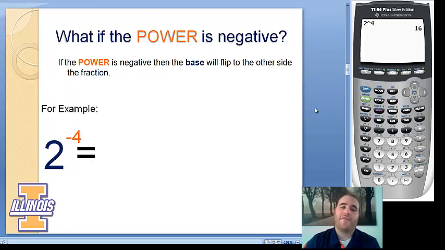For example, we have the exponent 2 to the negative 4th power. In this case, the power is negative. Well, if the power is negative, then we have to flip the base to the other side of a fraction. But you're probably saying, this isn't a fraction. I can't flip anything, so what do I do? Well, here's what we have to do. This thing is a fraction. We just don't usually write it like that because it's easier to write it like this.